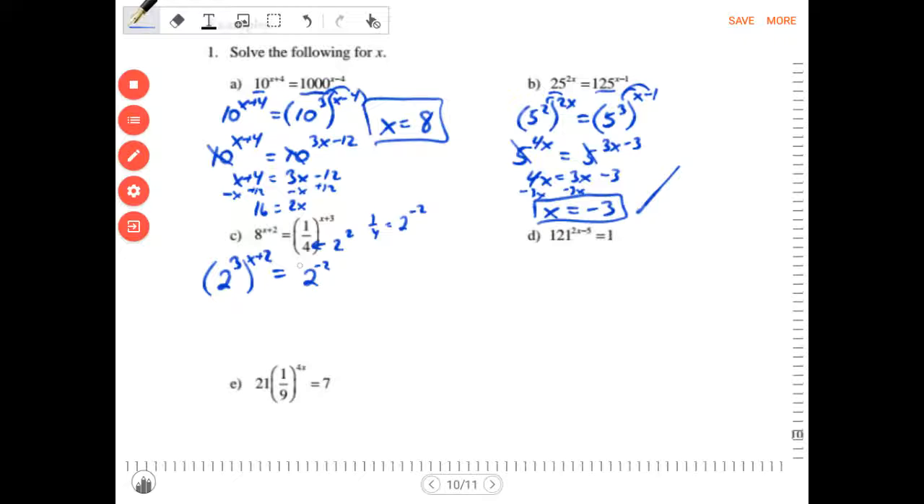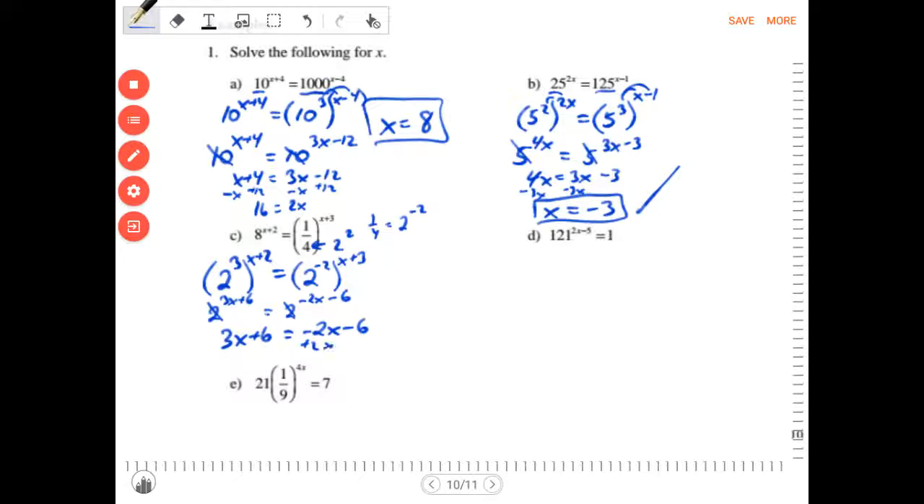So 2 to the negative 2 to the x plus 3. So now the bases are the same. Before we drop them, we actually have to do this distribution. So this is going to be 2 to the 3x plus 6 equals 2 to the negative 2x minus 6. Now that we've expanded out the exponents, we can drop the bases because they're the same. So 3x plus 6 equals negative 2x minus 6.